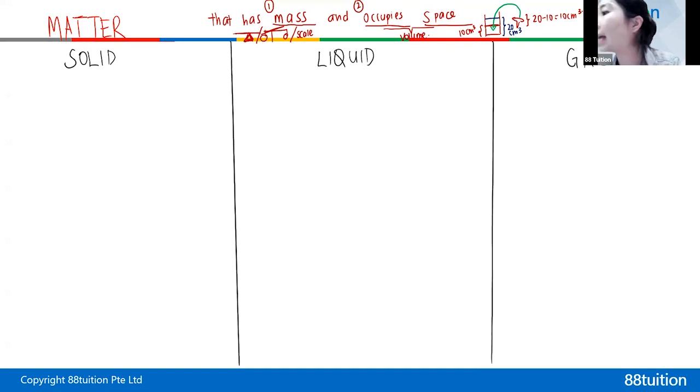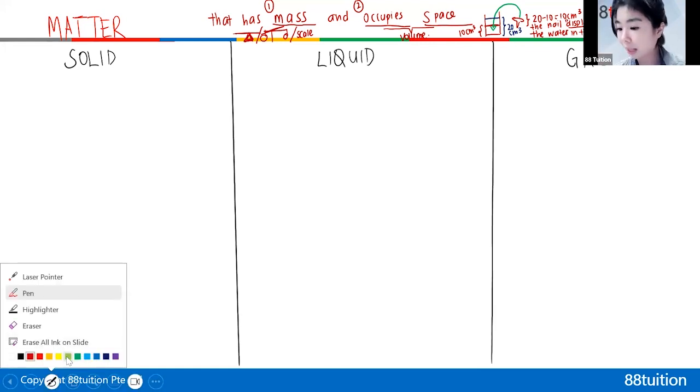So what I can say is the nail occupies space and displaces the water in the beaker. Okay, so you must remember the word displace. I will keep repeating the word displace. This is a key word in the topic of matter.